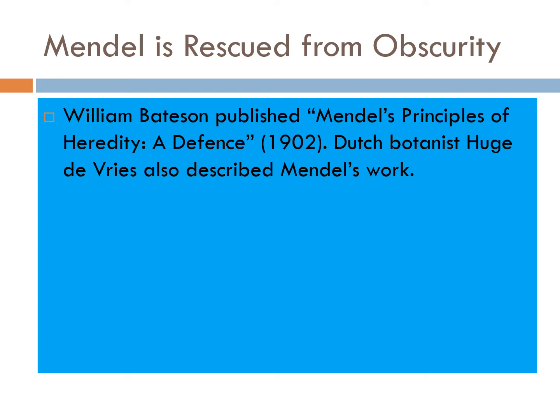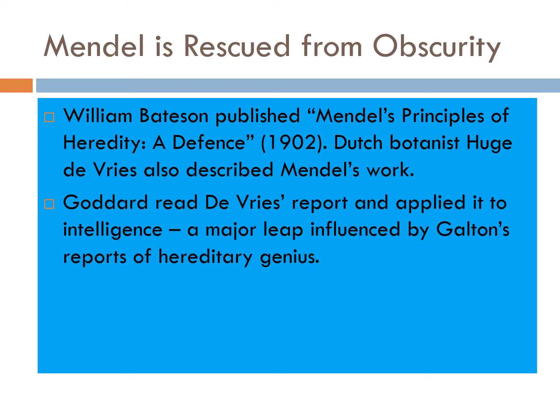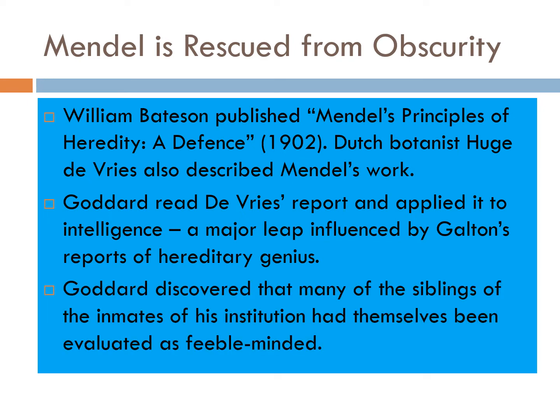We have William Bateson, who published Mendel's Principles of Heredity: A Defense in 1902. We also have a Dutch botanist, Hugo de Vries, who also described Mendel's work. And Goddard actually read a copy of de Vries' report, and that's when he applied it to intelligence, right, which is a major leap, which was influenced by Galton's reports on hereditary genius, right?